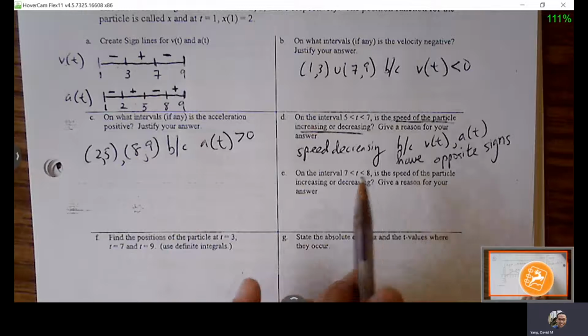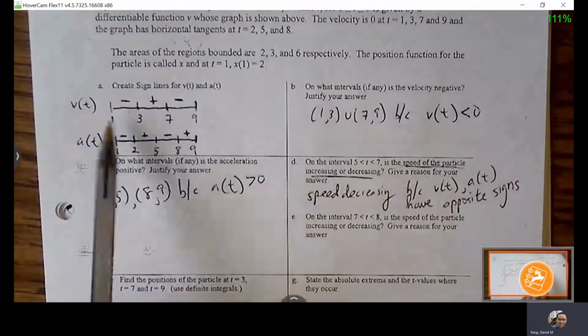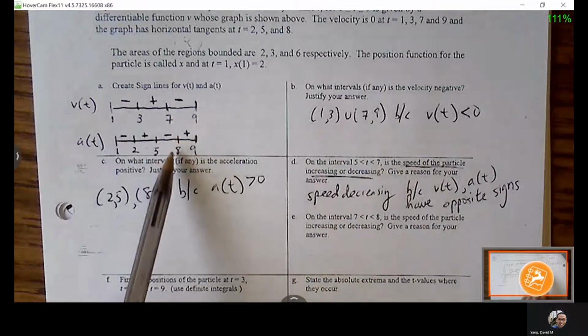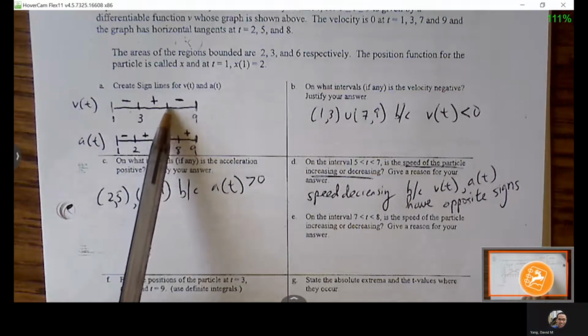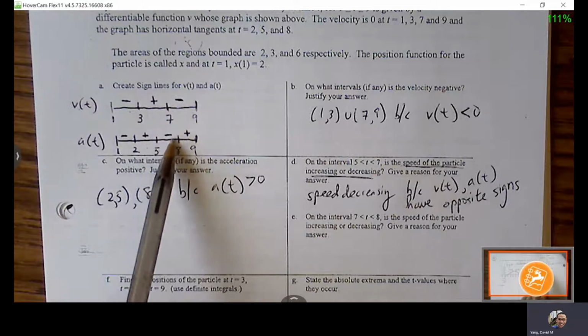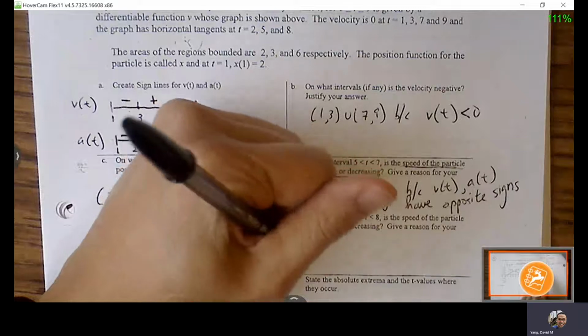Between 7 and 8, is the speed increasing or decreasing? So 7 and 8. So 7 to 8, velocity is negative, and 7 to 8 acceleration is also negative. So the signs are the same. Speed is increasing.